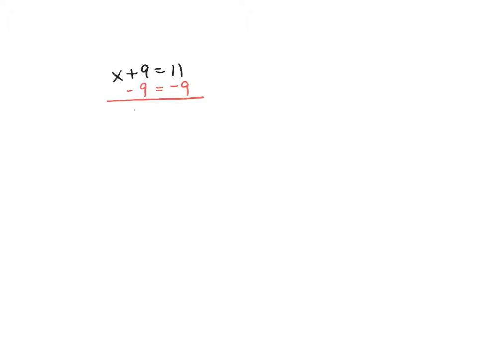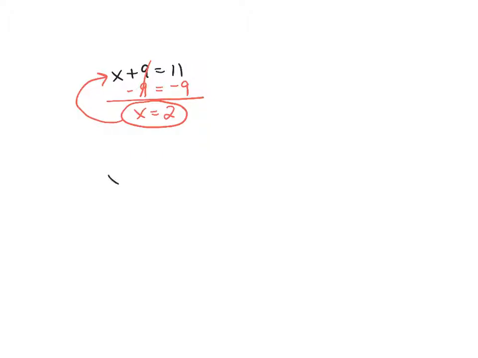When I do that, I get x on the left-hand side because plus 9 subtract 9 cancel out, and 11 minus 9 gives me 2. So my final answer is 2. Then I can put it back in to check if it works, and as we said, it does. Let's go through and do another one.